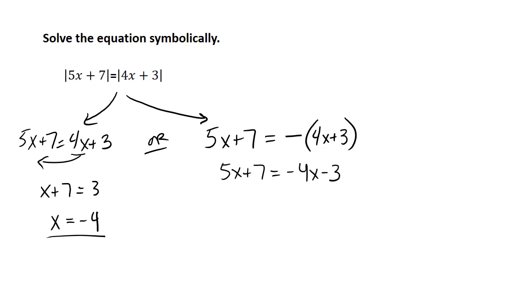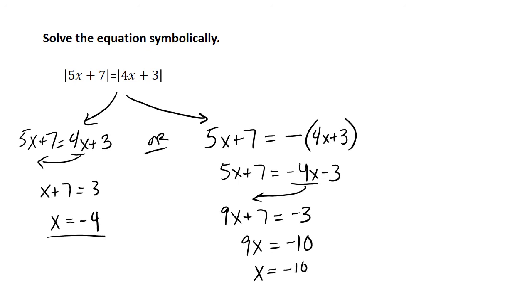Then we'll add 4x to both sides. We're going to move this over. So we get 9x plus 7 equals -3. Subtract the 7 from both sides. 9x equals -10. And divide by the 9, -10/9. So we get two solutions. We should check those.